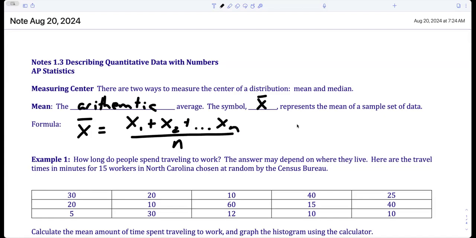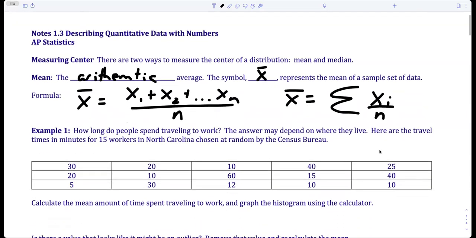Or if we write it in sigma notation. Sigma meaning what? The sum. I'm gonna add everything up, okay? All of the data points, and then divide by the total. Okay, so you don't really need to know these formulas, all right? But we put them there for the mathematical fluency, right? So that we can see where it's coming from.